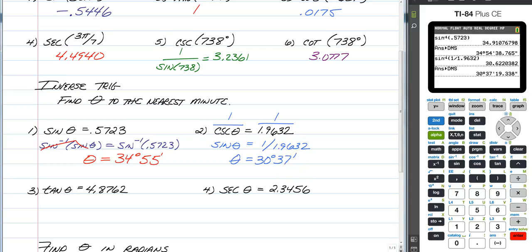So at this time, I would like you to pause the video and try number 3 and 4 and see if you know how to press the buttons correctly. Give it a shot. Click play when you're ready.